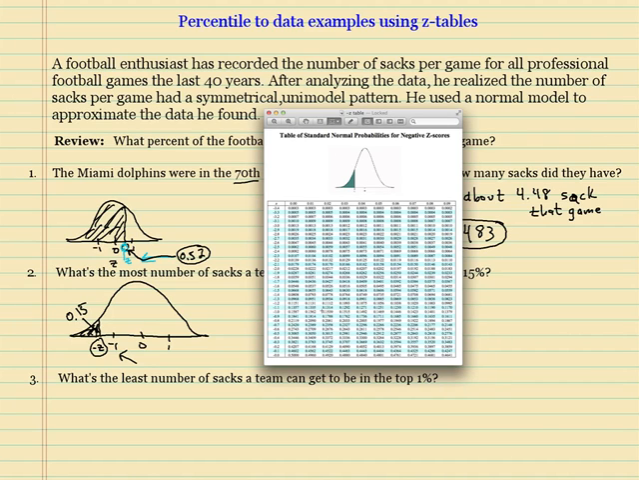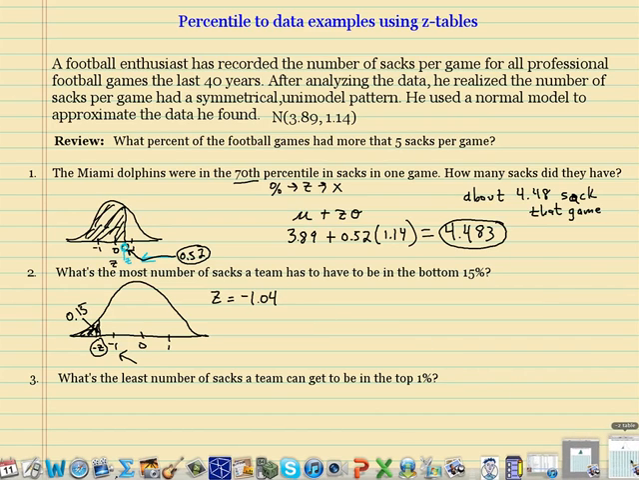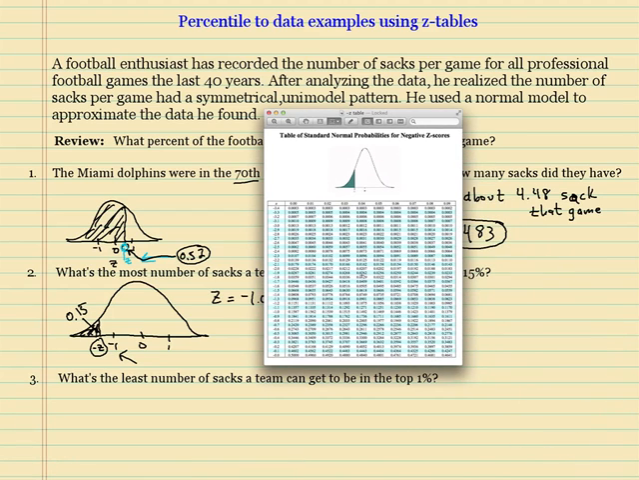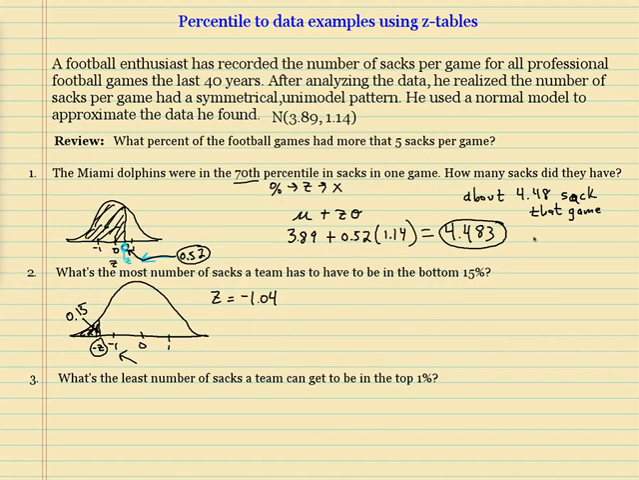Negative 1.04. Okay, so my z here is negative 1.04. Let me go ahead and circle that real quick. I can't write on this, so move that. Okay, so that's my z-score.